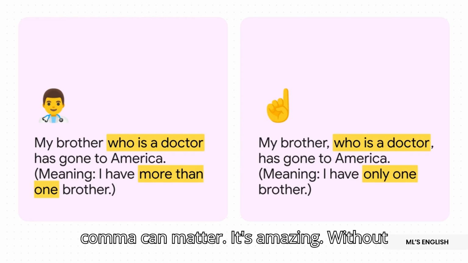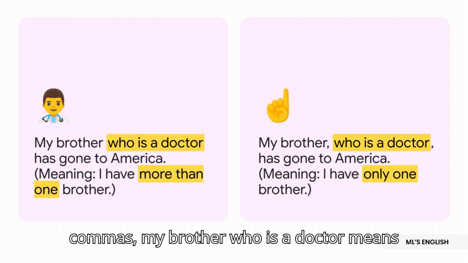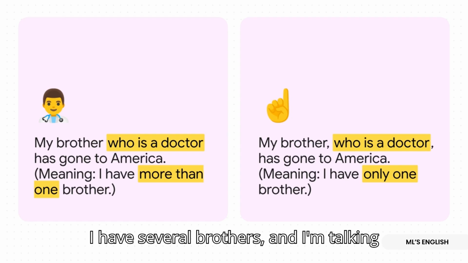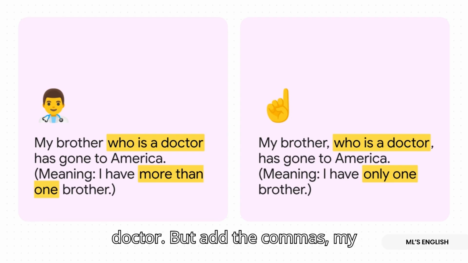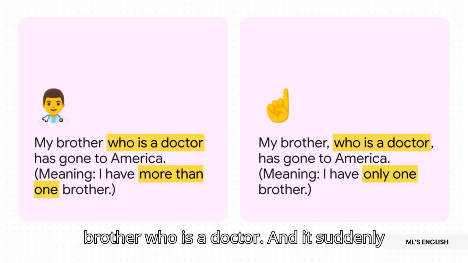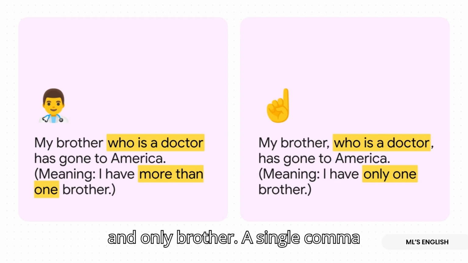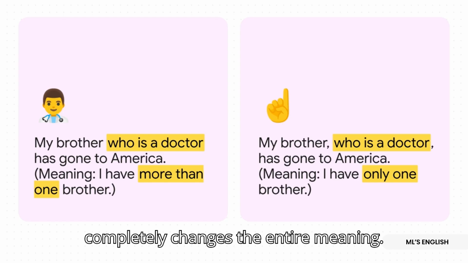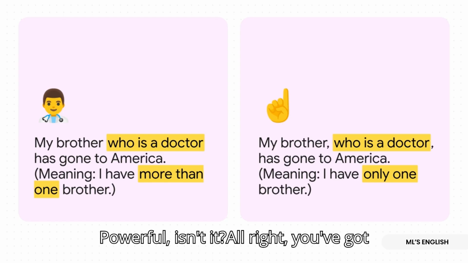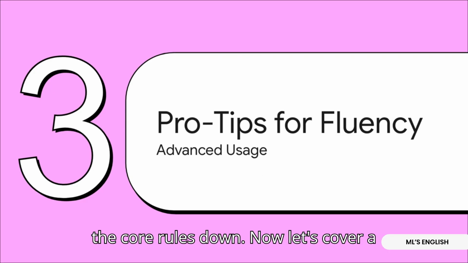It's amazing. Without commas, "my brother who is a doctor" means I have several brothers, and I'm talking specifically about the one who's a doctor. But add the commas, "my brother, who is a doctor," and it suddenly becomes extra information about my one and only brother. A single comma completely changes the entire meaning. Powerful, isn't it?